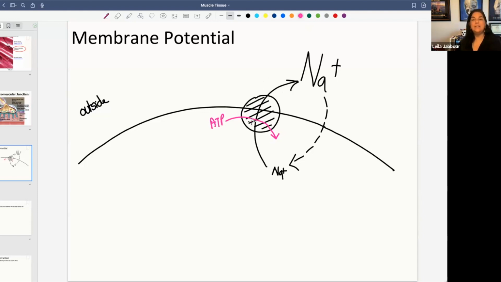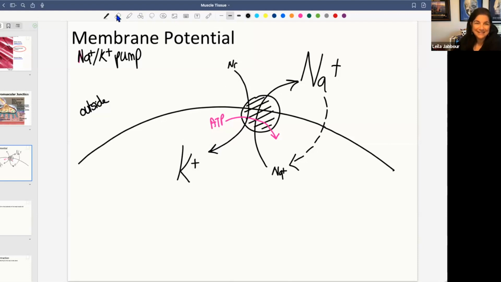Breaking down ATP releases energy, and the energy pushes these ions against their gradient. So this pump is called the sodium potassium pump, because it's going to pump both of these ions against their gradient in opposite directions. So for potassium ions, the pump keeps them highly concentrated inside of the cell and less concentrated outside of the cell.